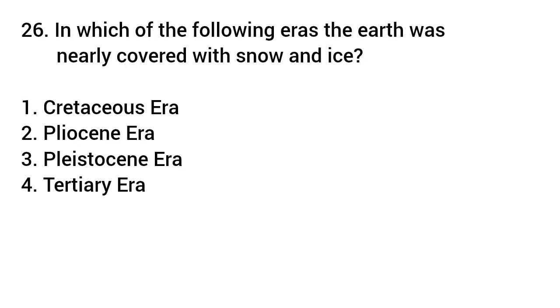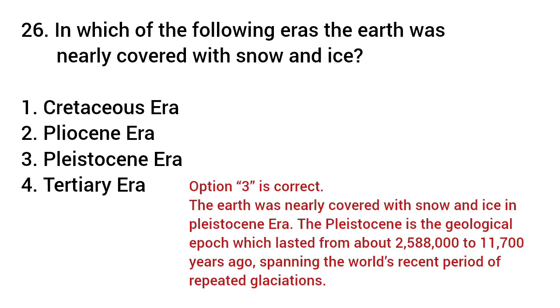In which of the following eras was the earth nearly covered with snow and ice? Answer. Option 3 is correct. The earth was nearly covered with snow and ice in the Pleistocene era. The Pleistocene is the geological epoch which lasted about 2,588,000 to 11,700 years ago, spanning the world's recent period of repeated glaciations.